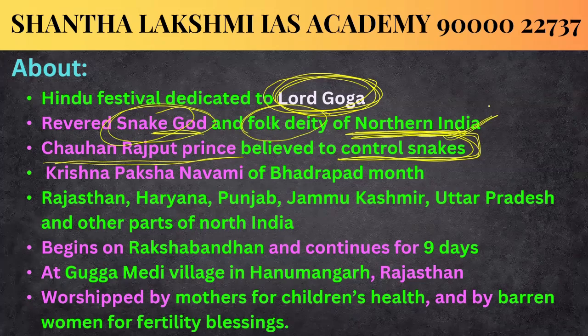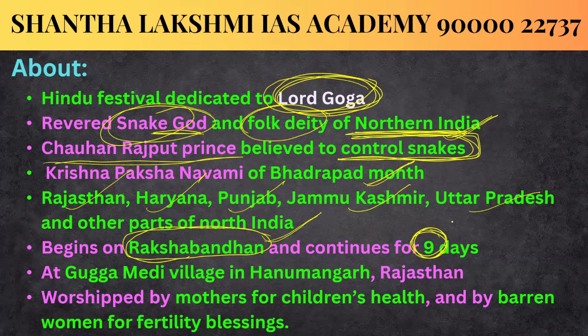It is celebrated on Krishna Paksha Navami of Bhadrapad month. And it is celebrated in the states of Rajasthan, Haryana, Punjab, Jammu and Kashmir, Uttar Pradesh, and other parts of northern India. So this festival will first begin on Raksha Bandhan and continue for 9 days. And it will culminate 2 days after, or one day after, Krishna Janmashtami.